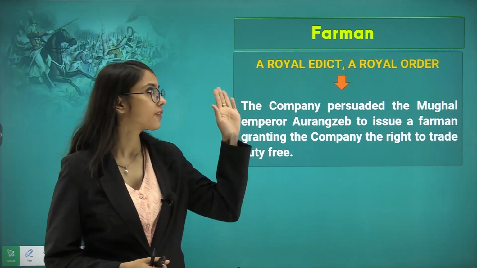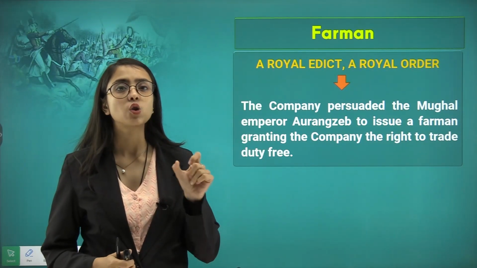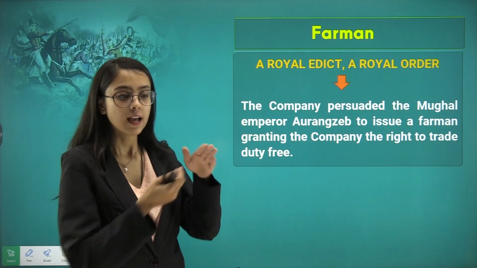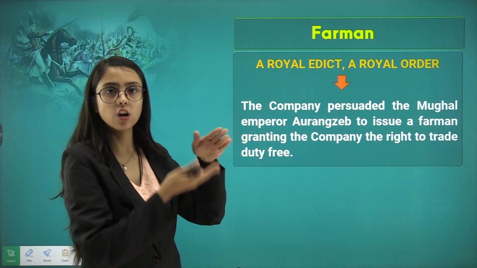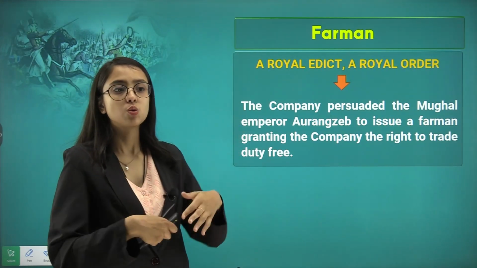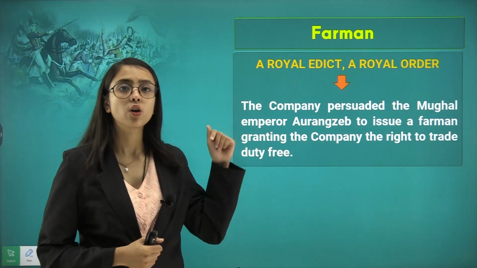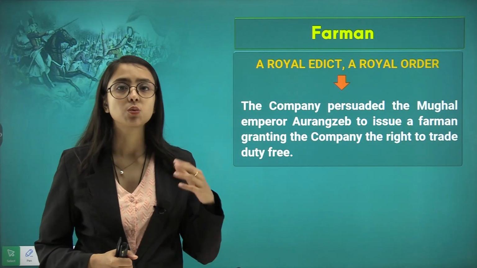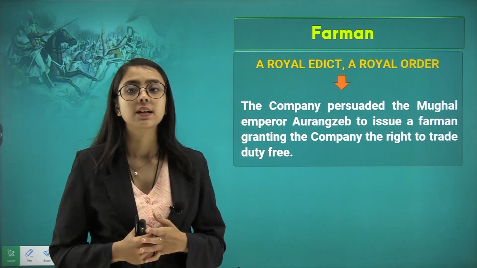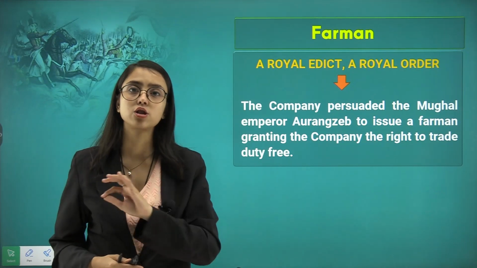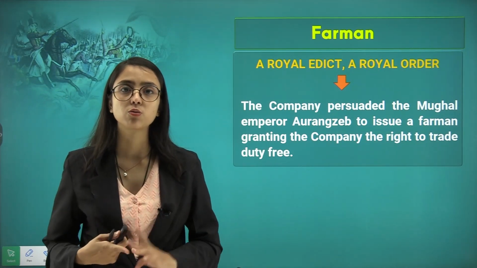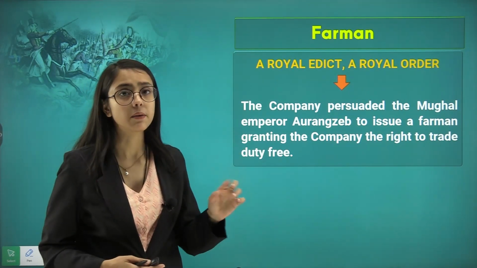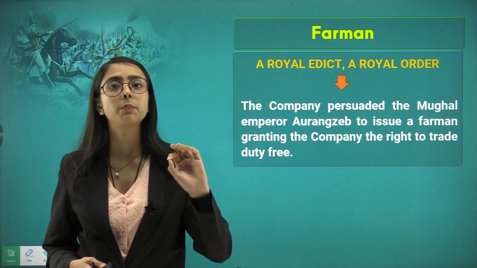Now let's have a look at what is Farman. Farman is a royal edict, a royal order. I am sure you all must have seen in movies or in photos that there is this long parcha kind of thing, a long scroll presented by the king to issue his orders. So they got a Farman. The company persuaded the Mughal emperor Aurangzeb to issue a Farman, an order granting the company the right to trade duty free, so that there were no import export duties or other forms of taxes. So they got this Farman from Aurangzeb and now they did not have to pay a single penny to trade in India.